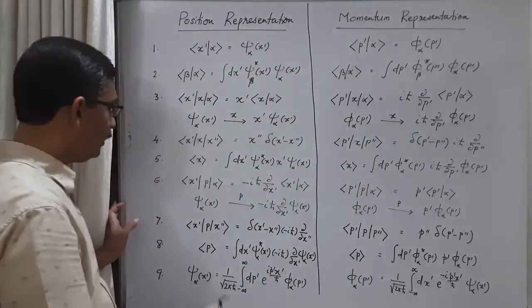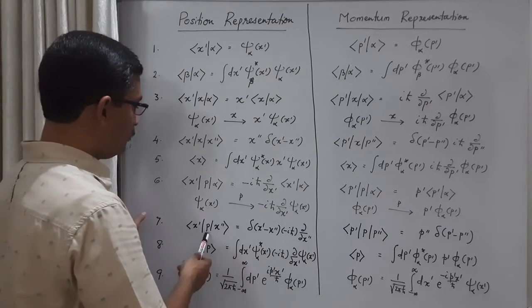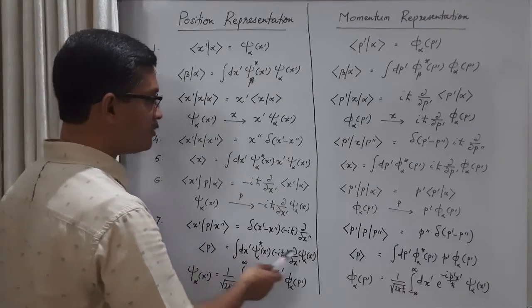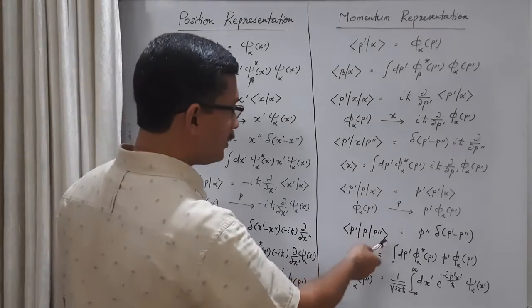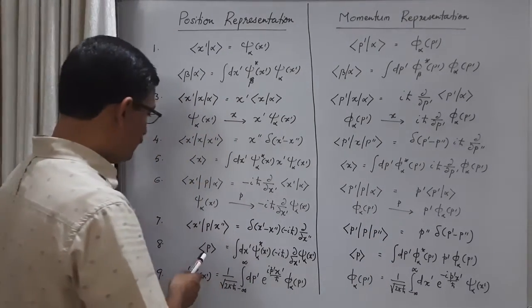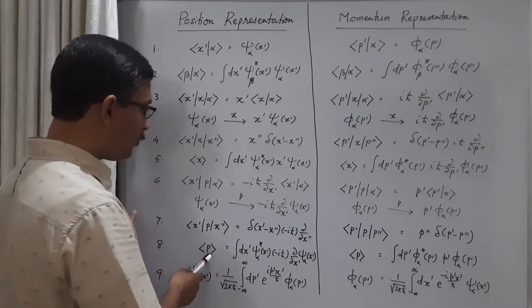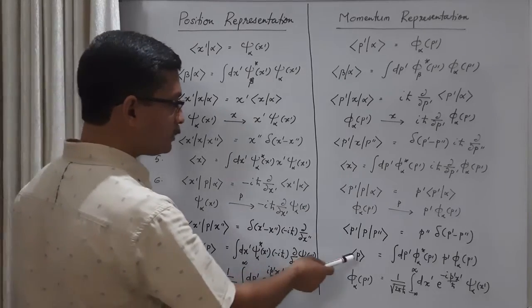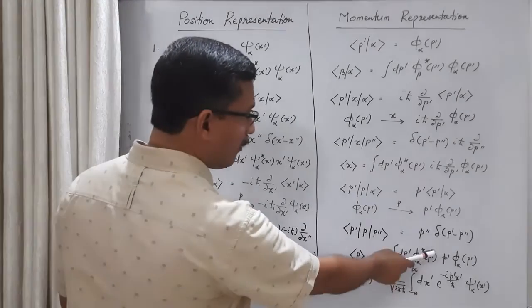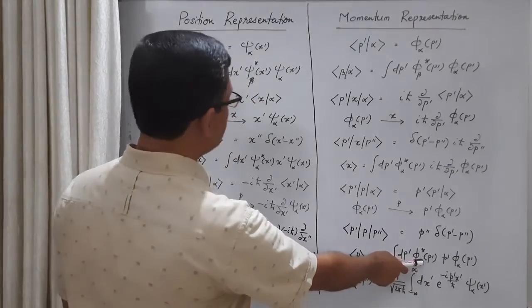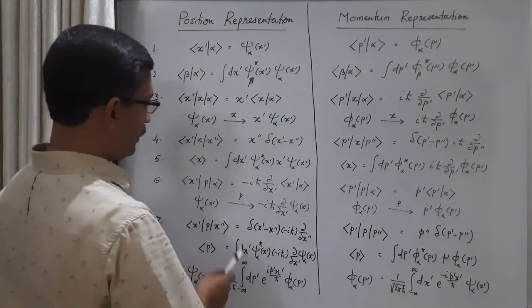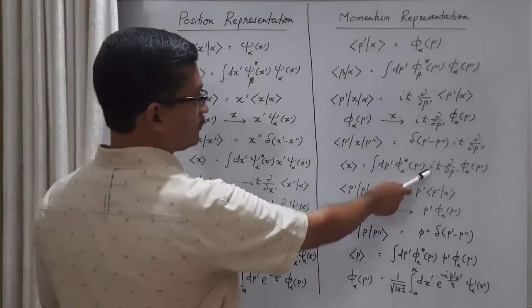These are the matrix elements of the momentum operator in position basis. The matrix element of the momentum operator in momentum basis is simple, and the expectation value of the momentum operator in position basis is like this, whereas the expectation value of the momentum operator in momentum basis is like this. You compare this with this result, and also this with this result.